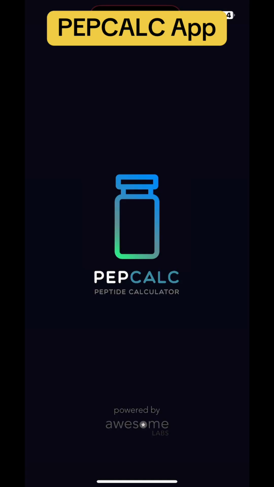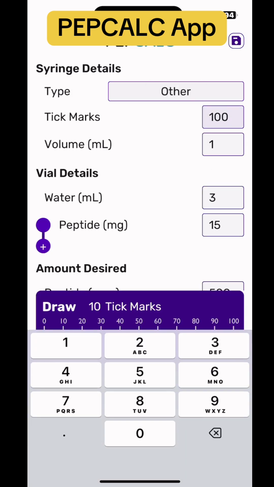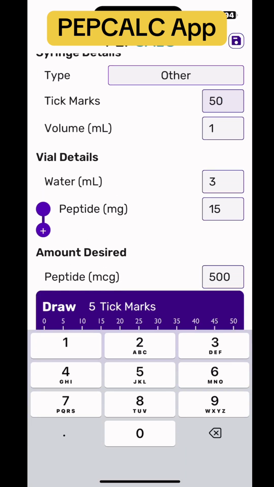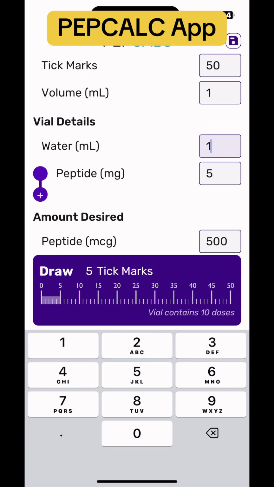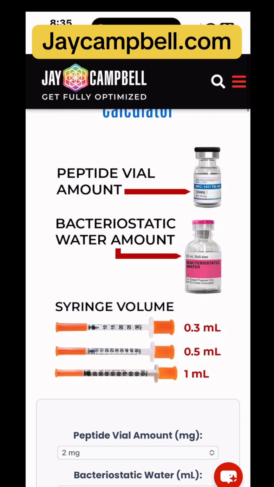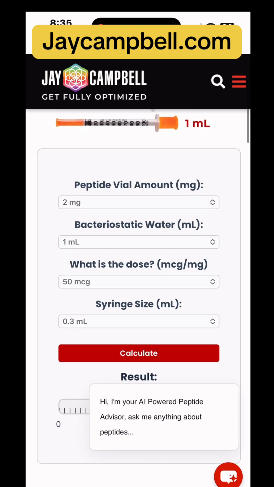If you're looking for a very simple, easy app, it is called PepCalc. Very simple, same information. There's just not all the bells and whistles on this one, but it still gives you the units that you can draw and how many units would be in each one based on the information you put in. The last one I'm going to share is a website, jcampbell.com.